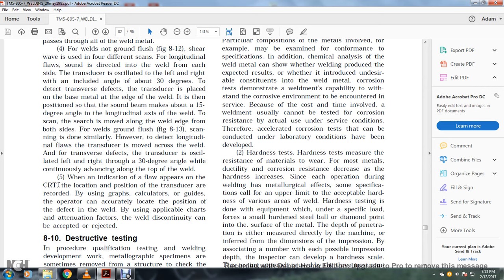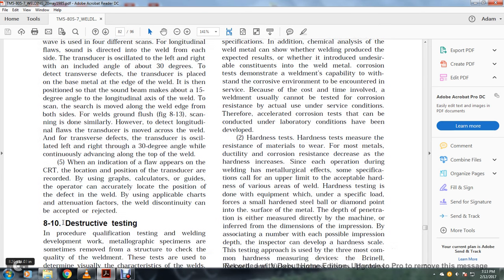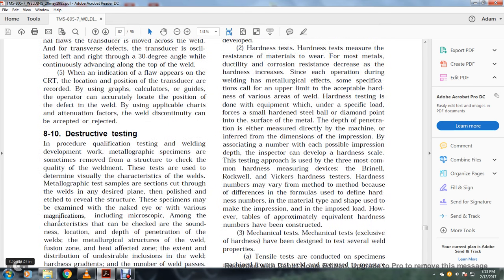Step 5. When indicated flaws appear on the CRT, the location and position of the transducer are recorded using graphs and calculator guides, and the operators can accurately locate the position of the defects in the weld by using applicable charts and attenuation factors, so that the weld discontinuity can be accepted or rejected. 8.10 Destructive testing.